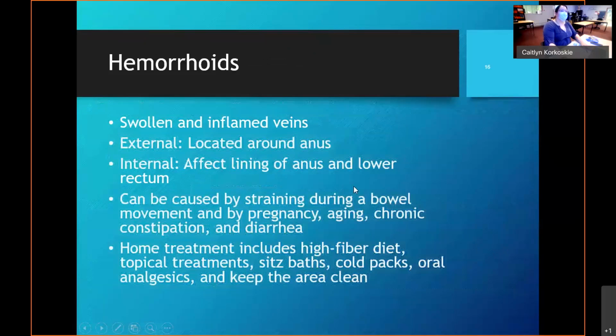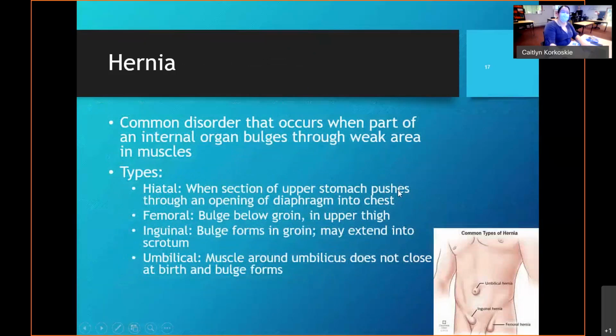And I'm sure you guys know what hemorrhoids are, which are the swollen veins that can be external or internal. So swollen veins around the anus or the lining of the anus and rectum. So just enlarged veins there. Okay, these are the different types of hernias.